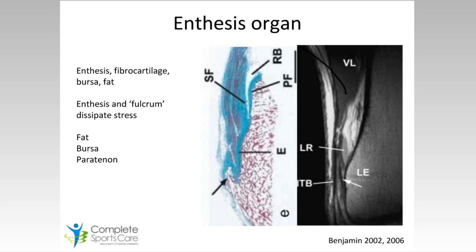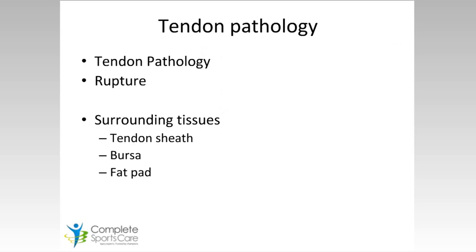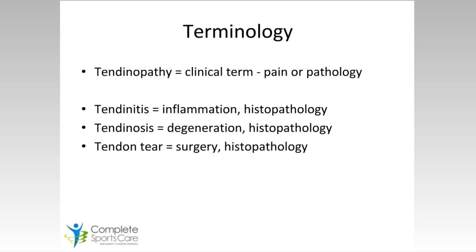We also know that there's lots of tissues around the enthesis that can be pain-generating, like the fat and the bursa and the paratendon. So it's a complex area for diagnosis as well as management. So we're going to move on to tendon pathology, and we're going to talk about the tendon itself and some of the surrounding tissues in brief.